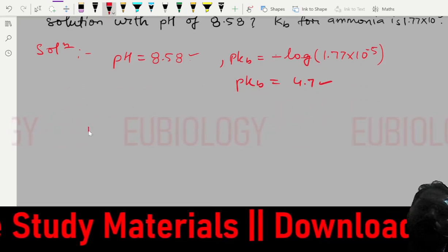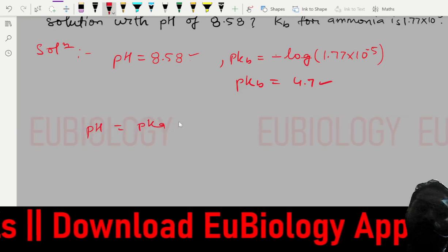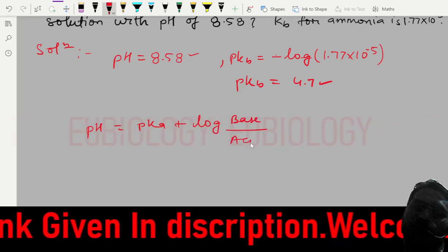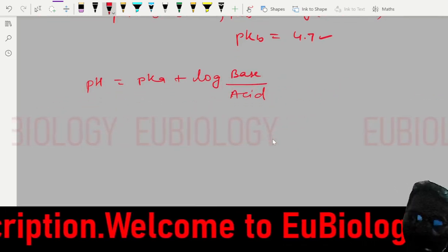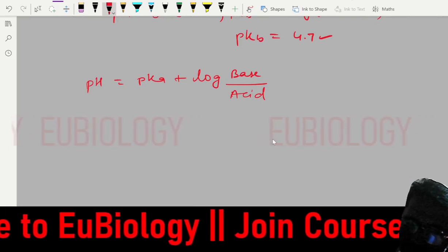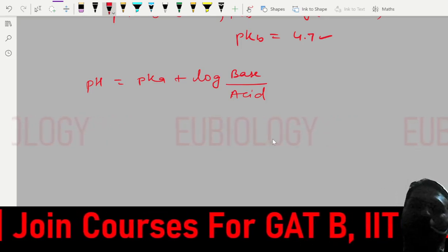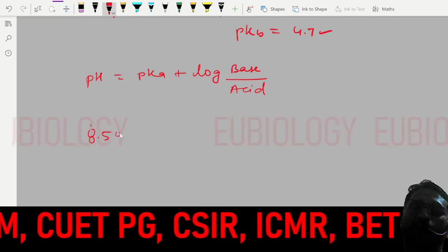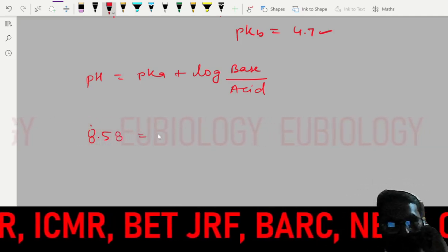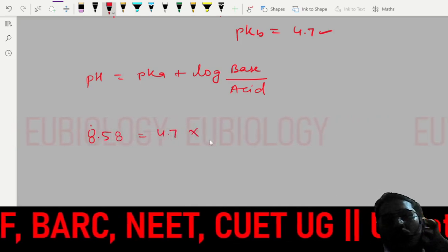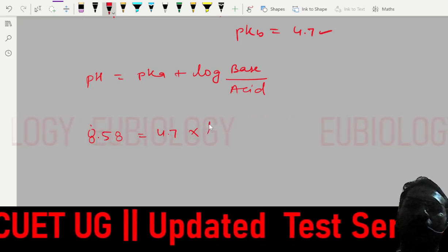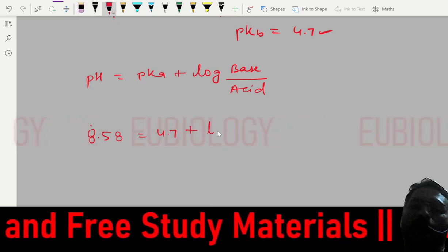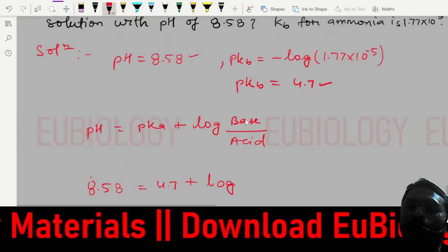So pH is equal to pKa plus log base by acid. This time you have to find the acid, the NH4Cl concentration. Now pH is 8.58. The pKa is how much? Just now we found 4.7. And log base, the base value is already there. It is plus, sorry. Thanks for the correction. You can tell me the correction if there are plus or minus sign errors.